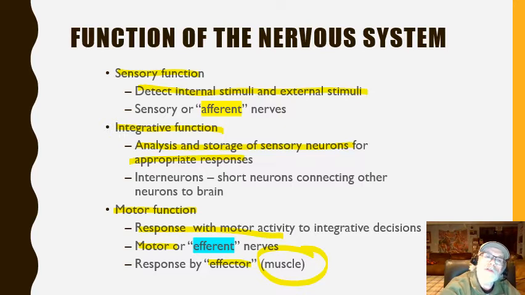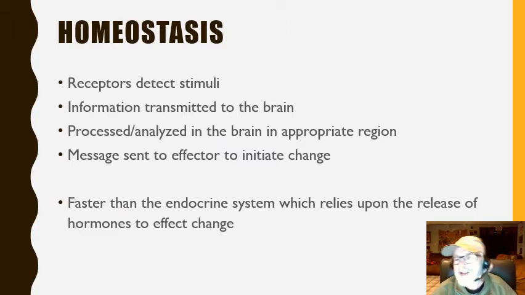We also have the integrative function with these interneurons. Again, these are the short neurons we talked about before that are able to connect other neurons in the brain. So they're able to communicate with each other and work together, synergistically. That's what we talk about with this integrative function and these interneurons. And again, this is getting back to our good old friend homeostasis.